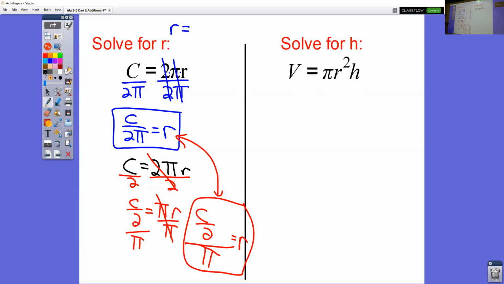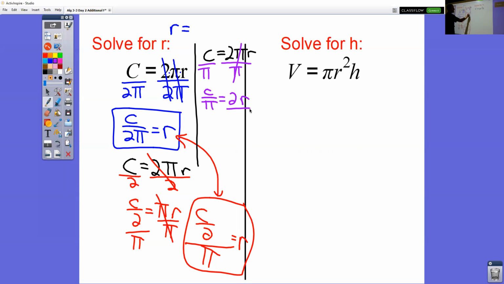Now, you might have a totally different answer as well. I'm going to try and squeeze it in right here. C equals 2 pi r. You might have a totally different answer as well if maybe you divided by pi first and divided by pi first. Instead of dividing by 2 first here, you could divide by pi and divide by pi. So now I have C divided by pi equals 2r. Divide by 2, divide the whole thing by 2. So I could get C divided by pi all over 2 equals r. So all three of those circled answers are all correct.